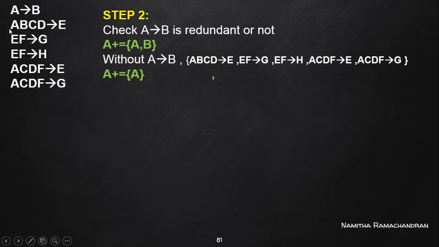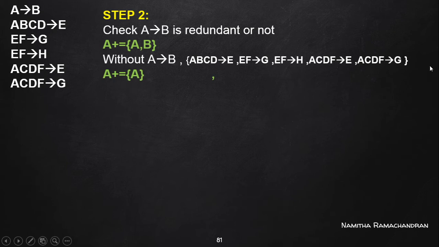A can identify A and B only. After that, avoid this A implies B from this set and, using the remaining dependencies, find out the closure of A again. So avoiding this A implies B, the set becomes like this. So from this, the A closure is A only.